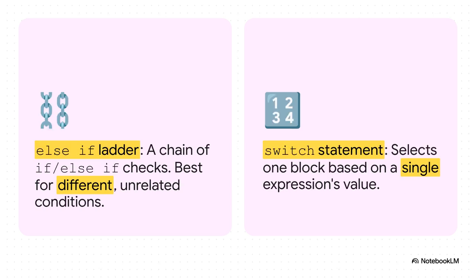And what if you have more than 2 options? Well, you've got a couple of great choices. You can use an else-if ladder, which is basically just chaining a bunch of checks together. You ask, is it this? No. Well, else if it's this? No. Okay, else if it's that. It's great for a series of different, unrelated questions.